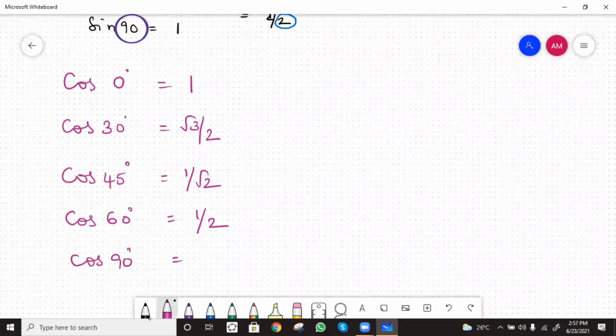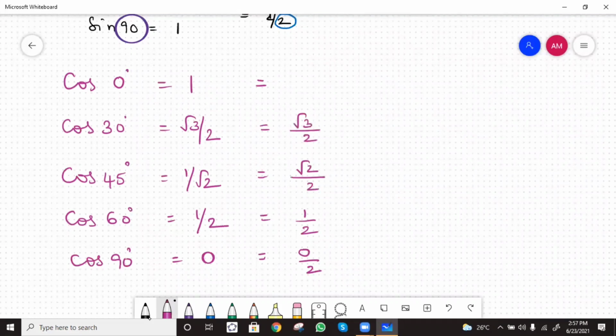0. What we will do here, we make the denominator common in order to compare. How can we write 0? 0 by 2. This is 1 by 2. And how can we write 1 by root 2? Root 2 by 2, multiplying and dividing with root 2. Next, root 3 by 2, we are not changing that. How can we write 0? 2 by 2.